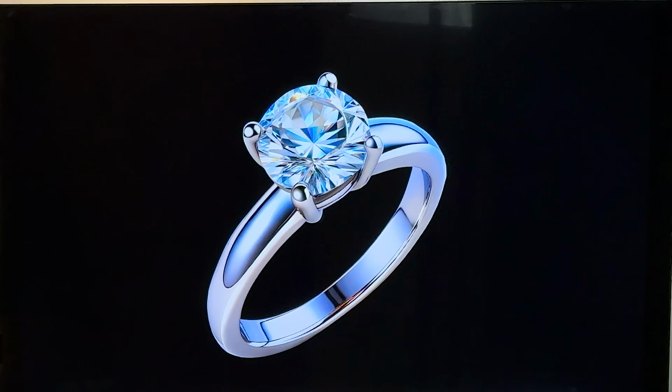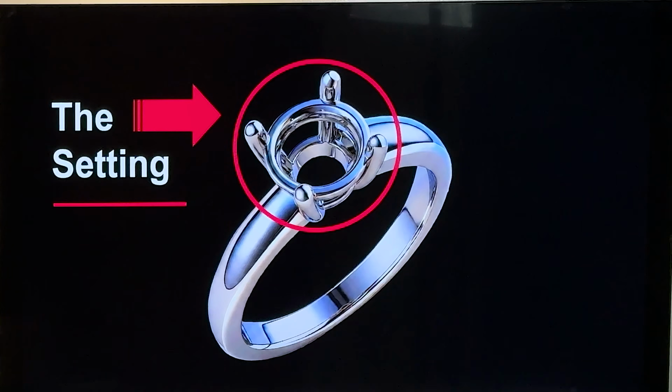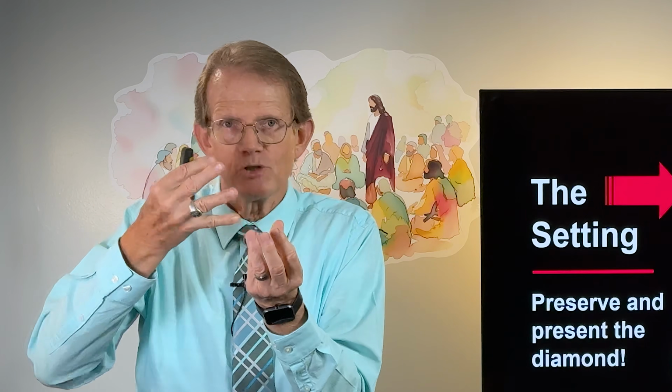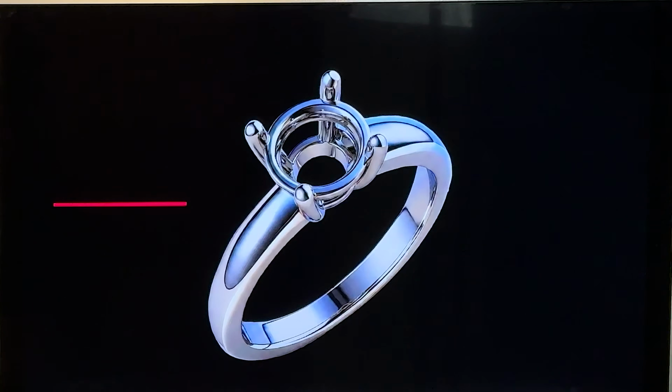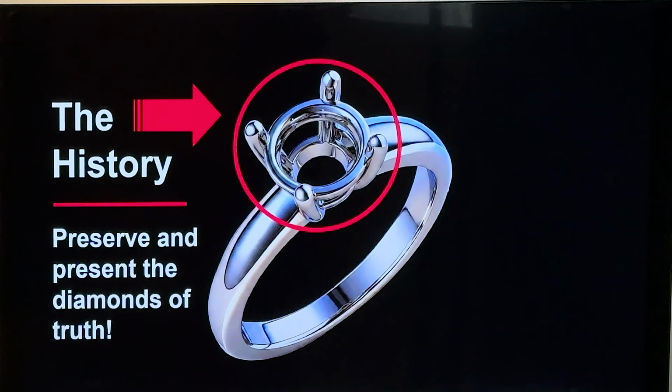And he said, "But maybe you don't know that part of the diamond ring is called the setting. And the only purpose of the setting is to preserve, first of all, so it's secure, the diamond's secure, but also to present the diamond. To hold it up in such a way that the light passes through it so we can enjoy the beauty of the diamond." And he said this, the history that we find in Old Testament, New Testament, Pearl of Great Price, wherever, that's the setting. That history is only given us to preserve and present the diamonds of truth.